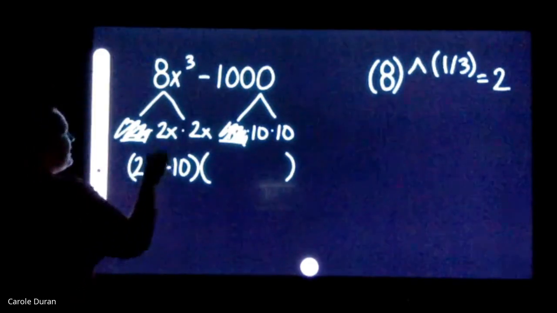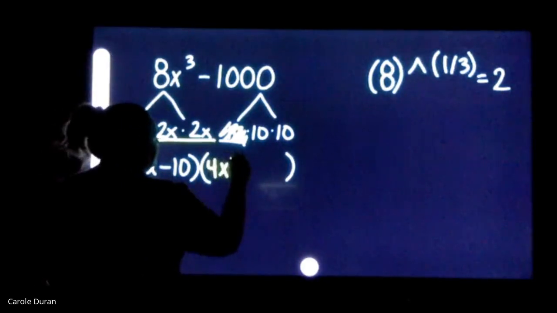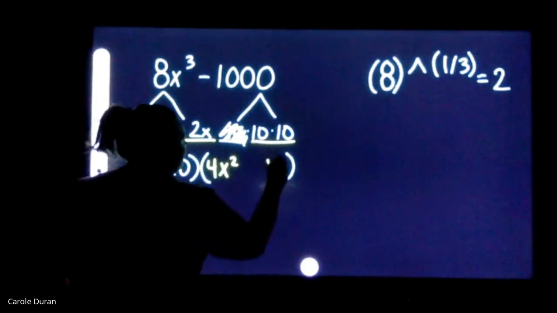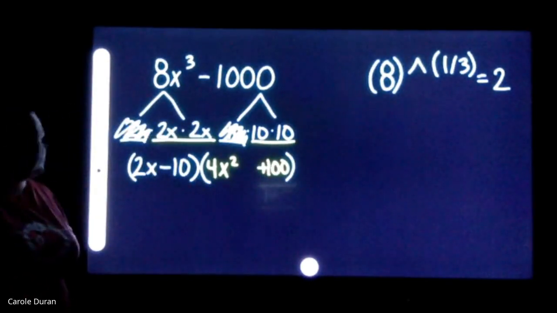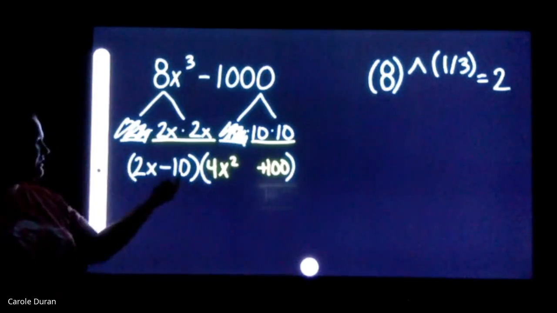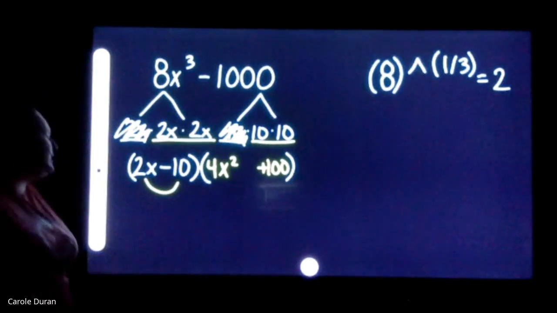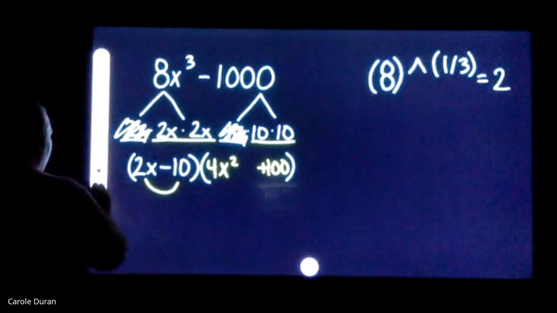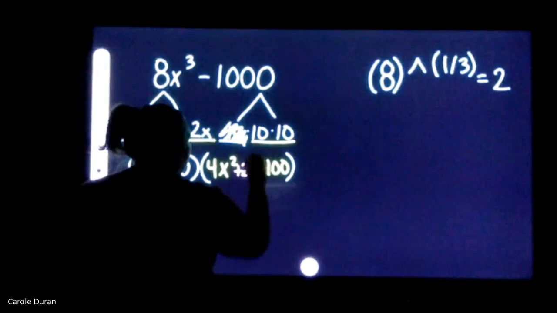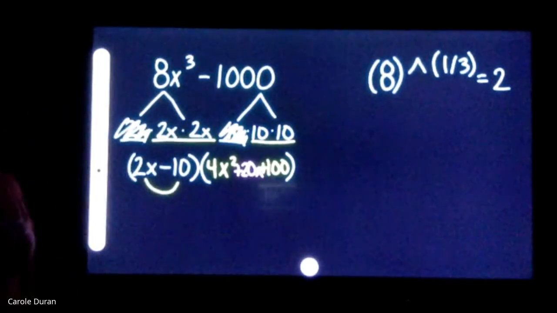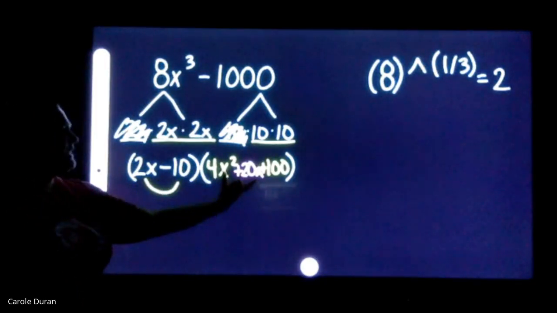Then for my second factor, I take what's left on each of my roots. So 2x times 2x gives me 4x squared. 10 times 10 gives me 100. That third term is always a plus in front of it. Then to find my middle term, I go back to these 2 terms and multiply them together and take the opposite sign. So negative 10 times 2x is a negative 20x. Take its opposite sign and it becomes a positive 20x. So I have 2x minus 10 and then 4x squared plus 20x plus 100.